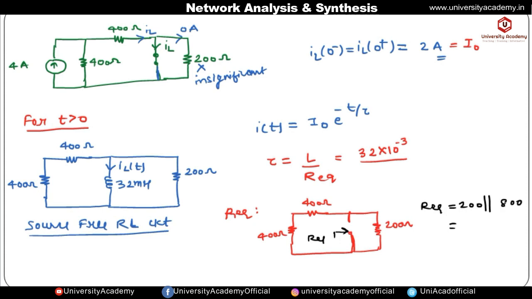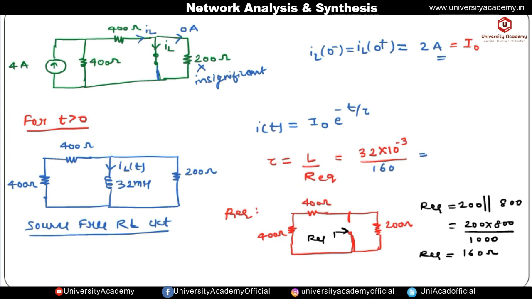So now R1 is connected in parallel with R2, which is given by R1 R2 divided by the sum of both the resistances, that is 200 into 800 divided by 1000. So R equivalent from here we are getting equal to 160 ohm. So R equivalent we have calculated. Substitute this value of R equivalent here.